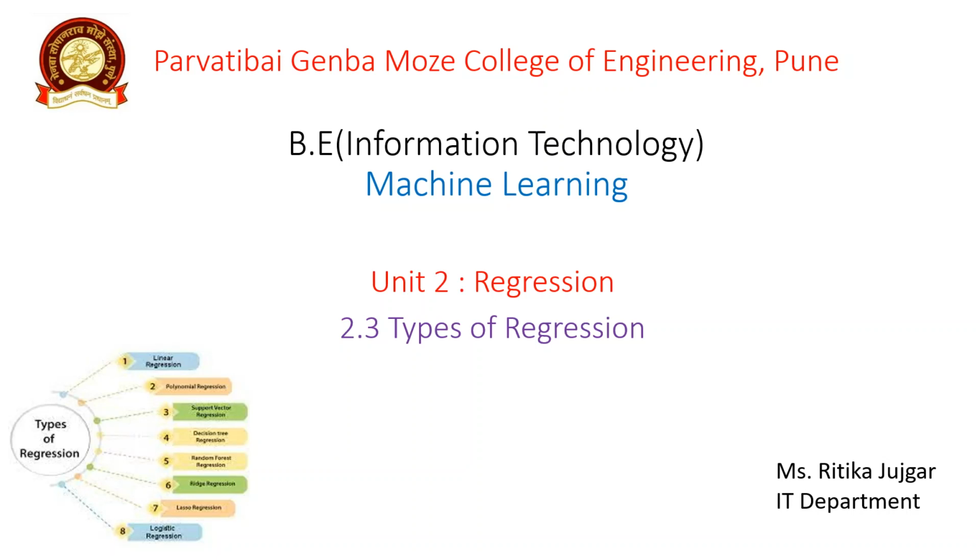In the machine learning course, in the previous lecture we started our second unit, which is based on regression. We already discussed what is meant by regression, why we use regression, examples of regression, and the different terminologies used in regression: independent variable, dependent variable, outliers, multi-collinearity, underfitting, and overfitting. In this lecture, we discuss the types of regression. So let us discuss.